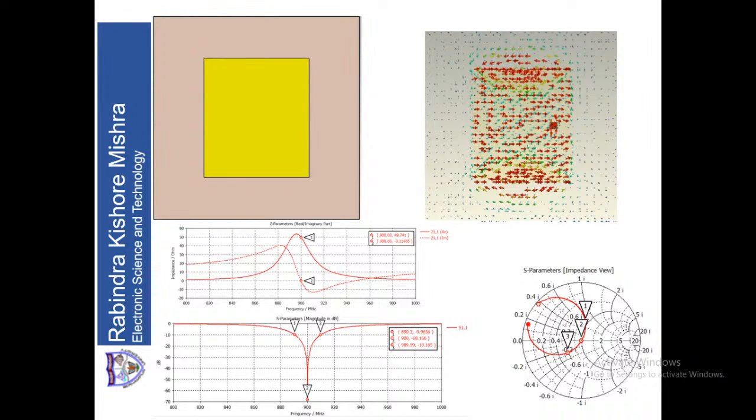Now here also you can see the vectorial direction of the field. The patch is fed using a coaxial feed, and you can see how the radiation is coming out. These figures, the Smith chart shows you the impedance plot, whereas on the left hand side you see the S11 plot, which is the reflection coefficient plot for this antenna.